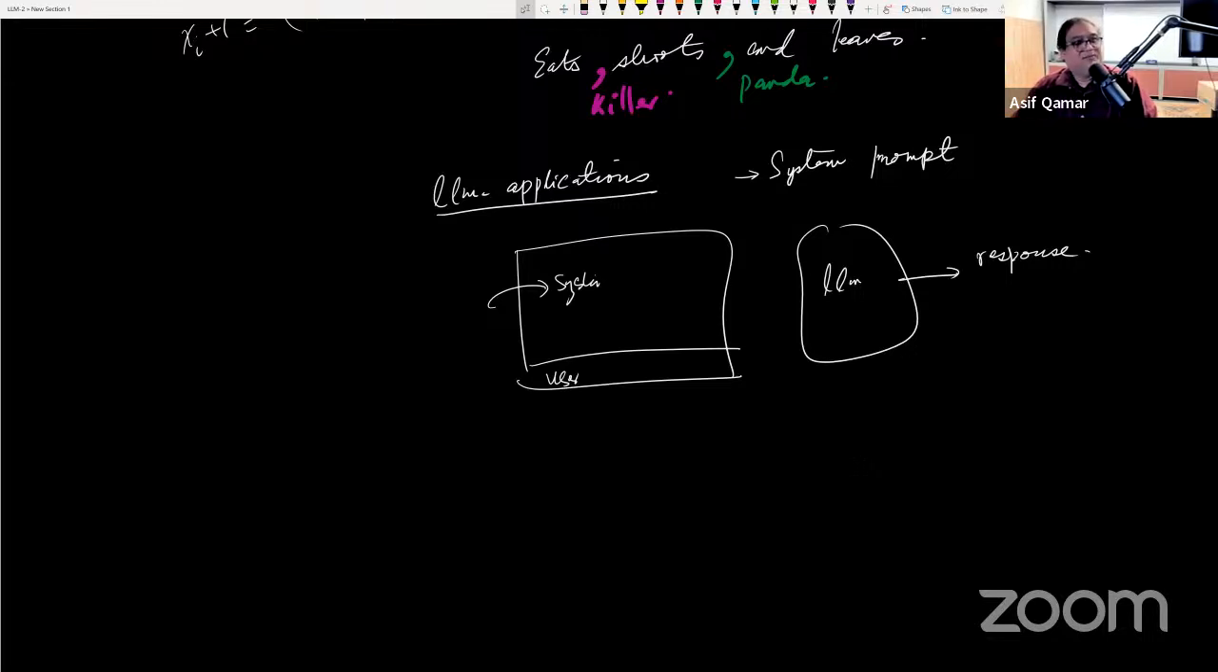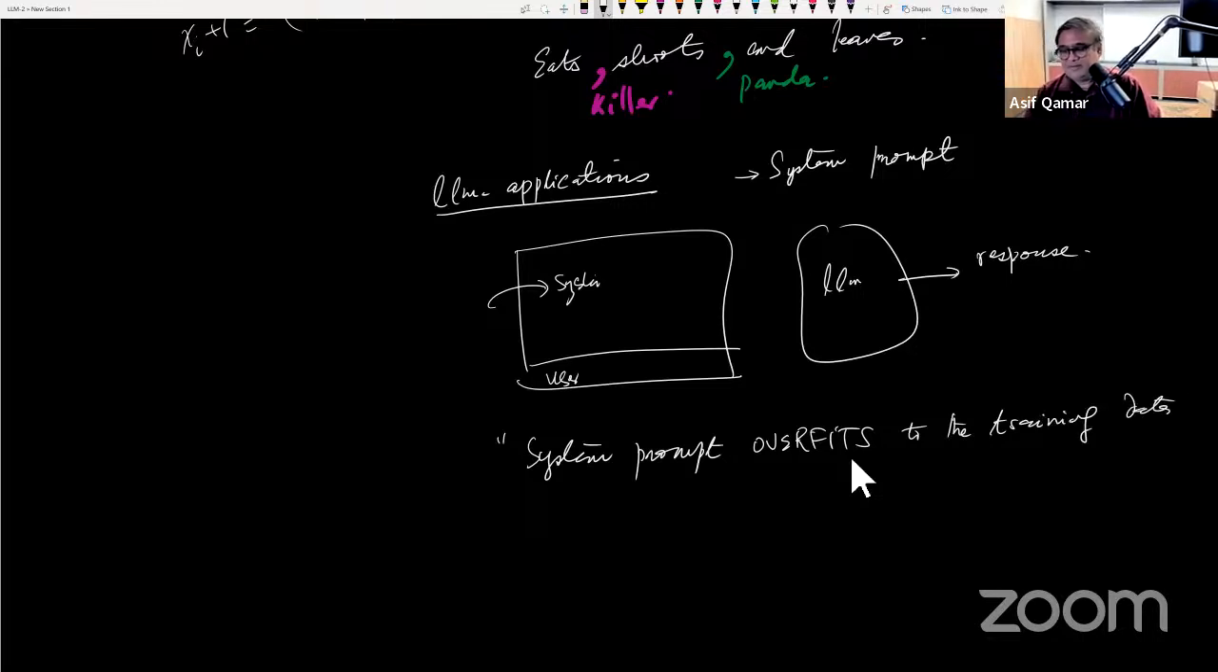You don't know. What happens is that your system prompt, this is very important, overfits to the training data. Are we together? Or to the sample, to the exemplars, to the exemplar user queries that your product team might have given you. Anyone knows this from experience?